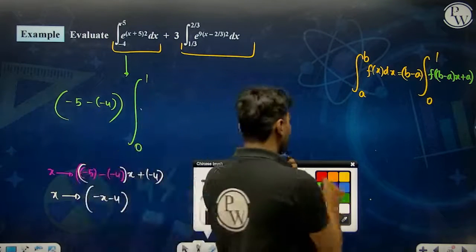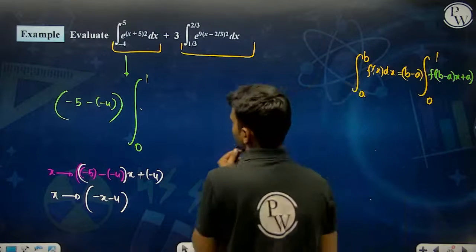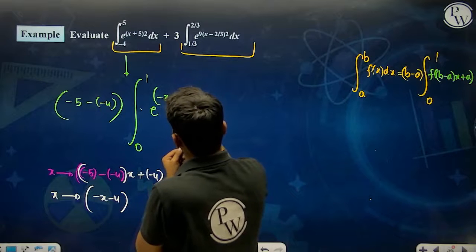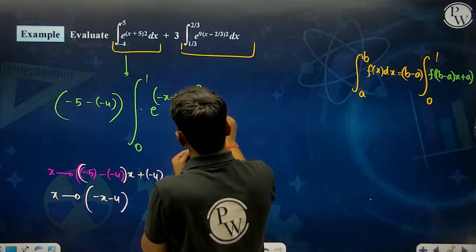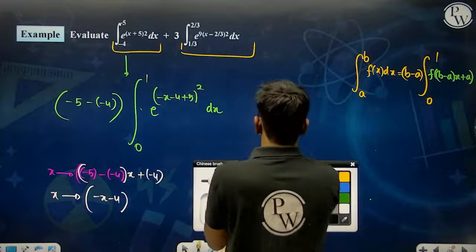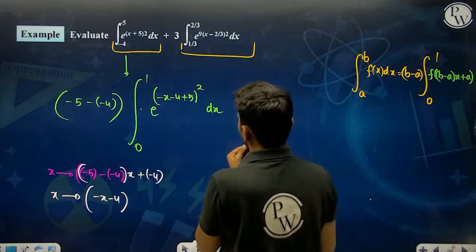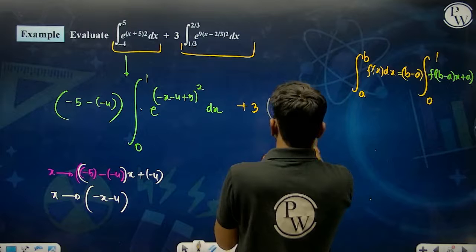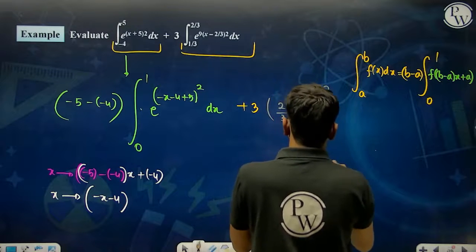So x will be replaced by minus x minus 4. So let's do it. x will be replaced by minus x minus 4. If you do this, you are going to get this. Plus 3 times the very same thing is what we are going to do over here as well. So 2 by 3 minus 1 by 3 times of 0 to 1.